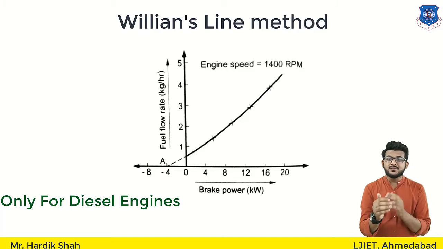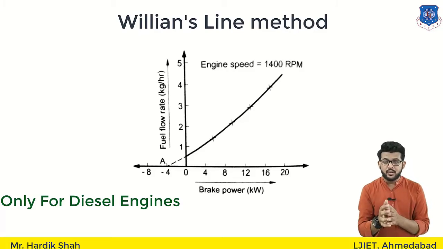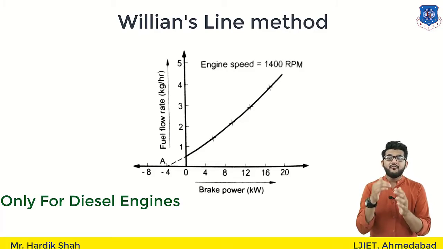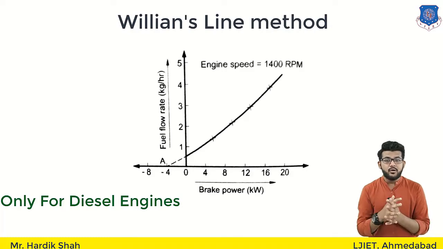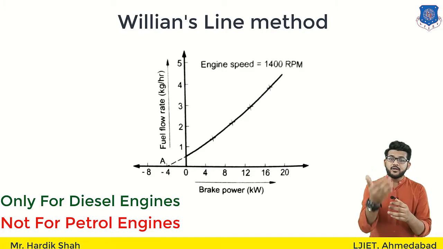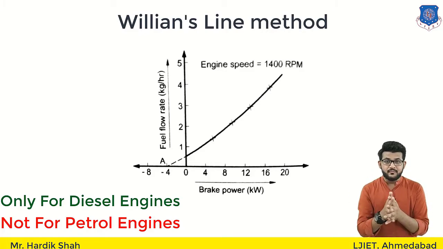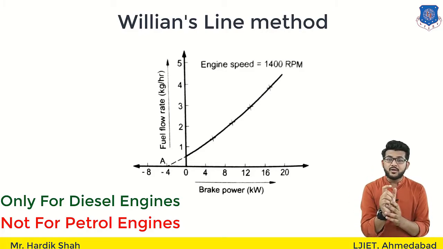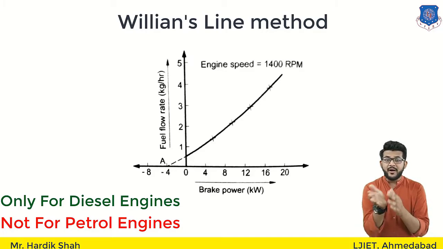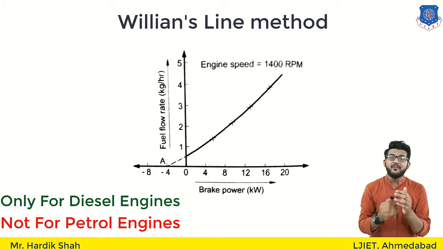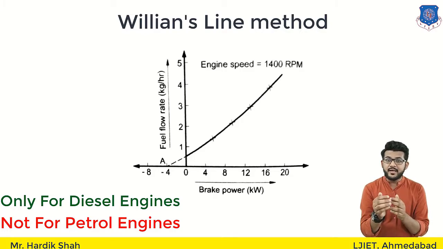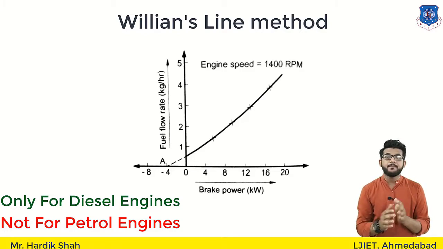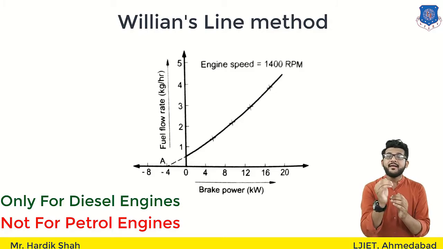But this test is only conducted on a CI engine. So why is it applicable only to a CI, or diesel engine, and not to a petrol engine? Because for that you need to understand the governing system. So what is governing, or what is qualitative governing? In a petrol engine, we keep the air-fuel ratio constant and vary the amount of mixture intake for the required torque or power. This is called quantitative governing.